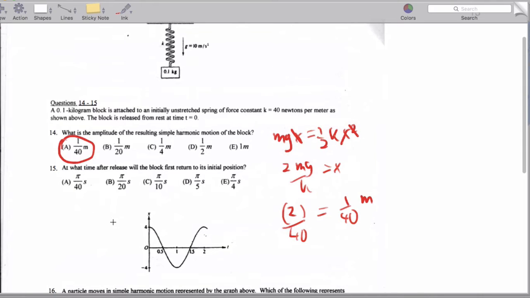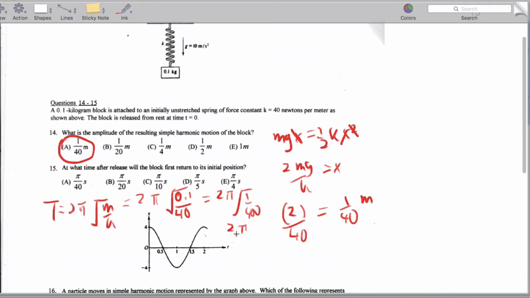Now, we want to know the period. So the period is 2 pi square root of m over k, which is going to be 2 pi times the square root of m, which is 0.1, divided by 40, which is 2 pi over the square root of 1 over 400, which is 2 pi over 20, which is pi over 10, which is C.